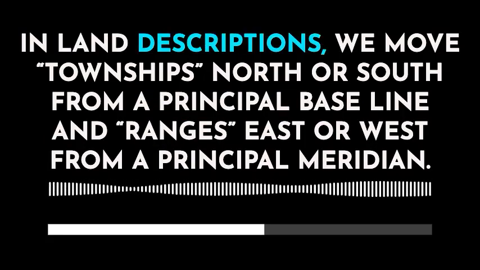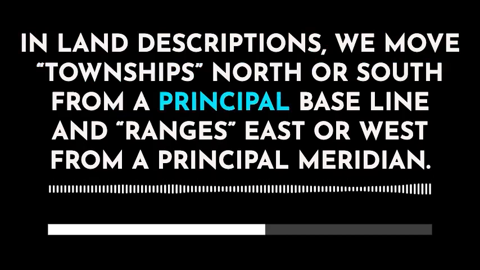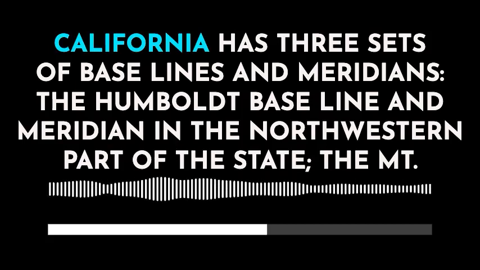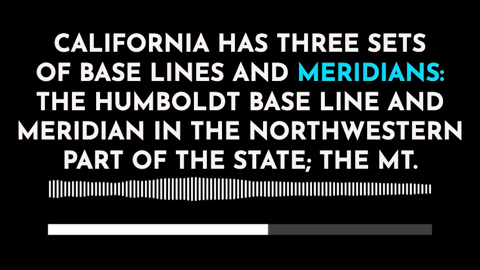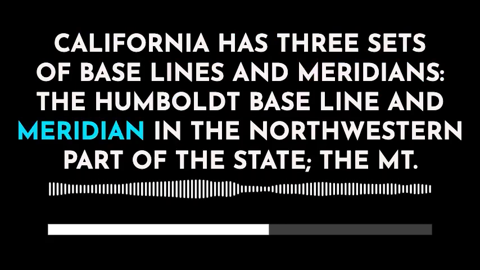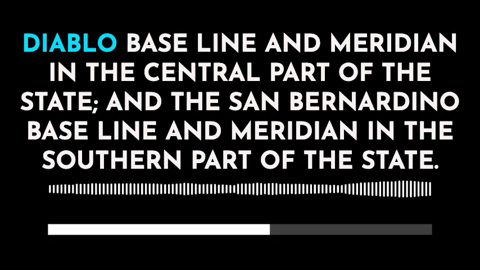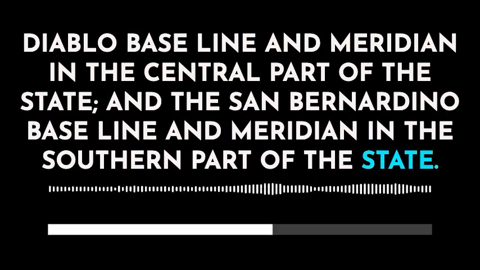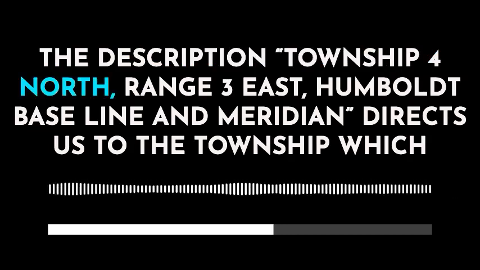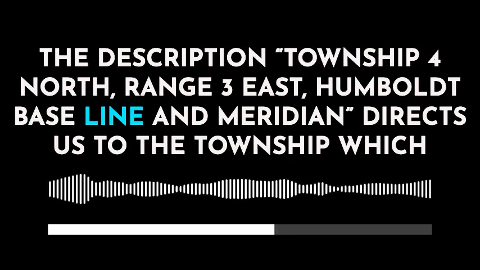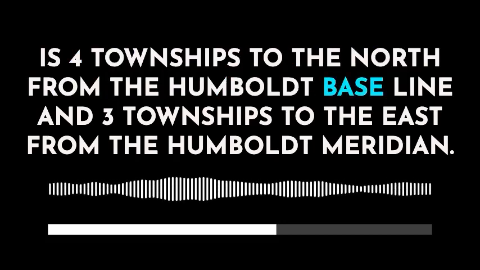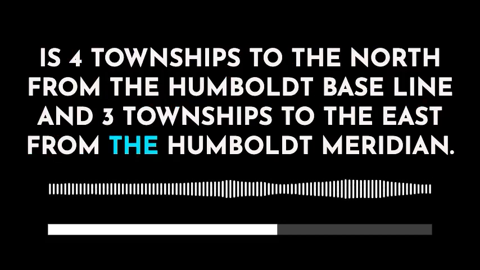In land descriptions, we move townships north or south from a principal baseline and ranges east or west from a principal meridian. California has 3 sets of baselines and meridians: the Humboldt baseline and meridian in the northwestern part of the state, the Mount Diablo baseline and meridian in the central part of the state, and the San Bernardino baseline and meridian in the southern part of the state. The description Township 4 North, Range 3 East, Humboldt baseline and meridian directs us to the township, which is 4 townships to the north from the Humboldt baseline and 3 townships to the east from the Humboldt meridian.